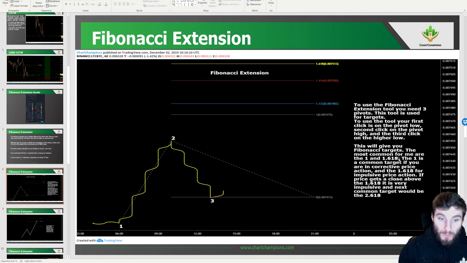The most common for me are the 1 and 1.618. The 1 is a common target if you are in a corrective price action. I hope this makes sense. By corrective price action, all I mean is more sideways movement, choppy price action. When price is very choppy, almost range bound, you generally are just aiming for a one-to-one extension.